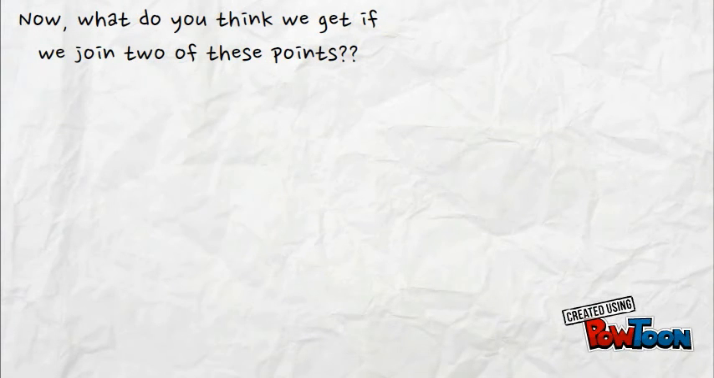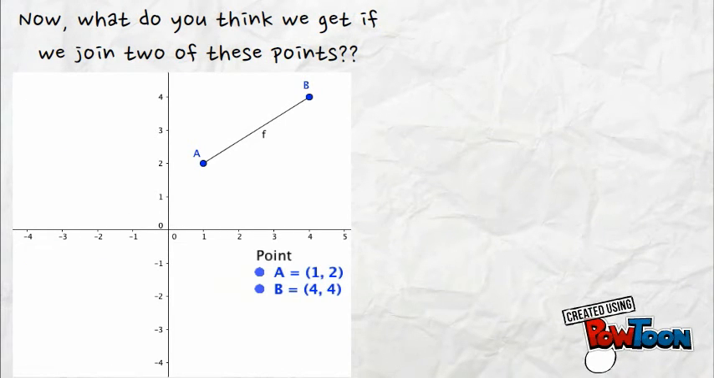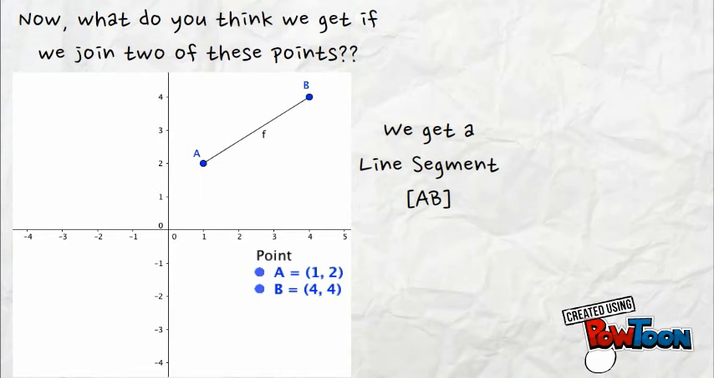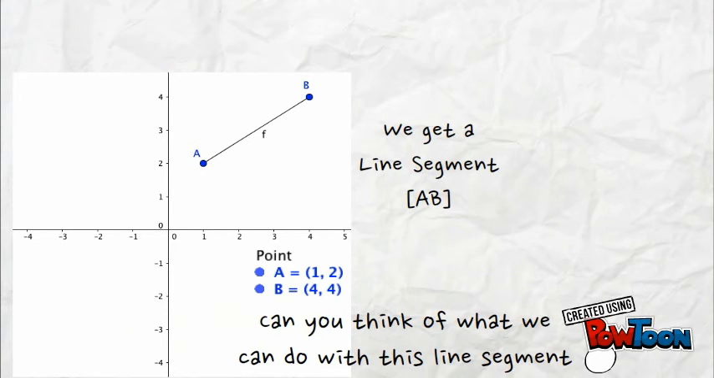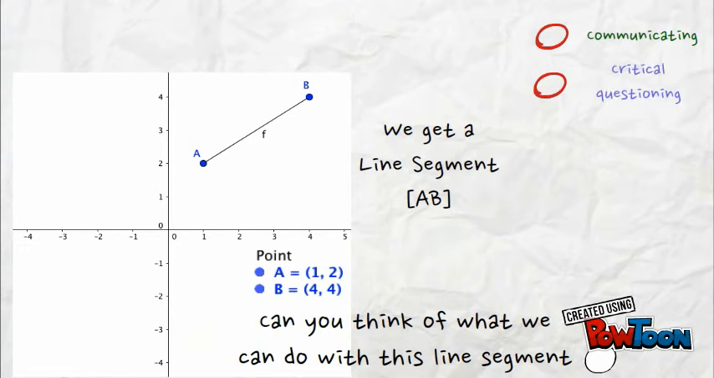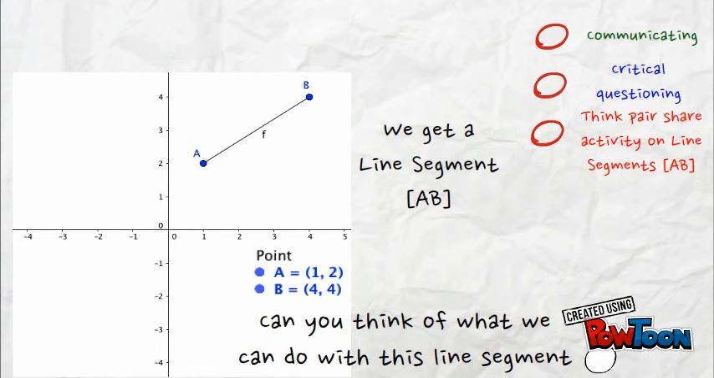Now, what do you think we would get if we were to join these 2 points together with a line? That's right, we get a line segment. In pairs, can you think of anything we could do mathematically with this line segment?